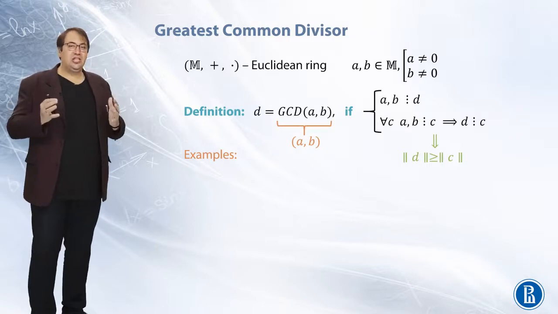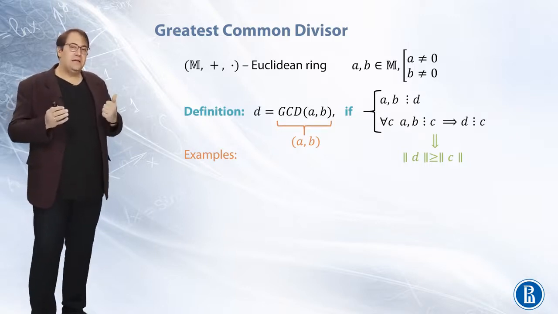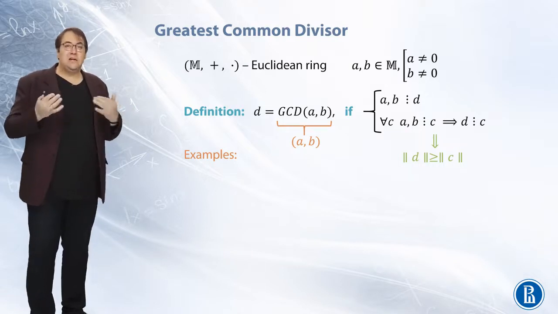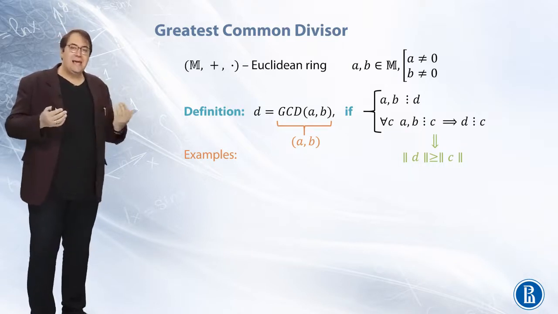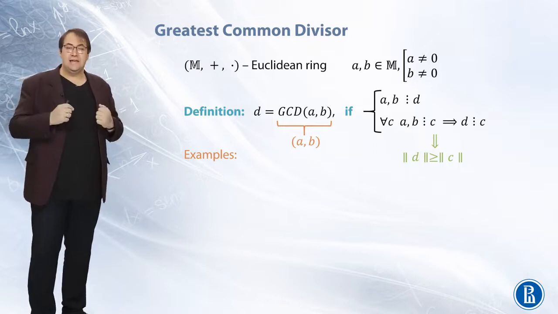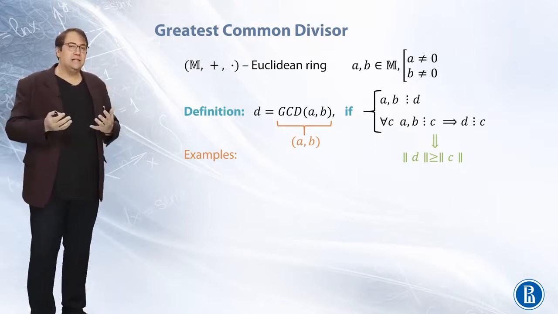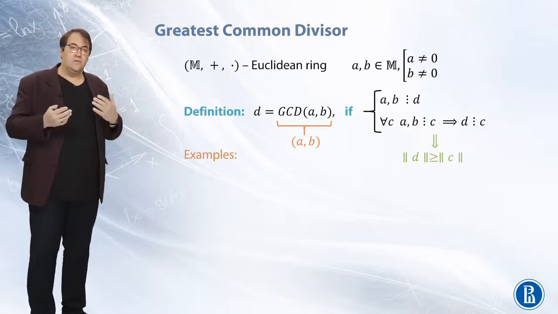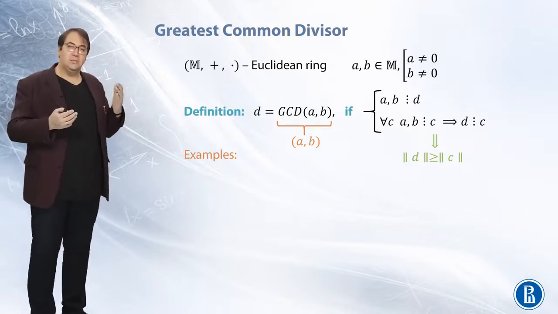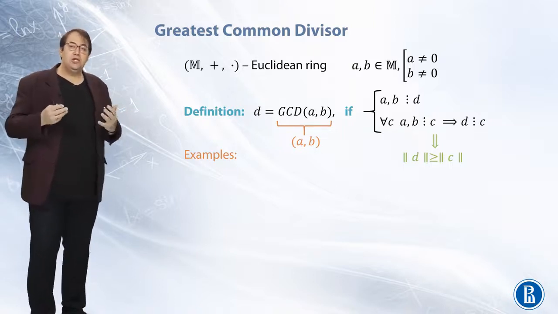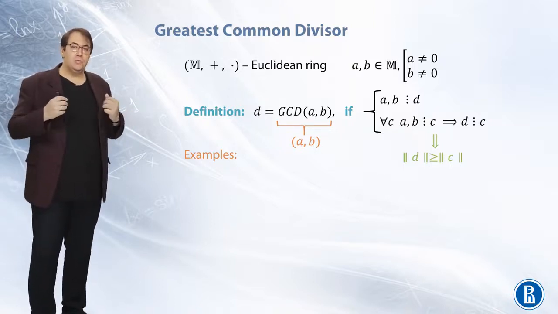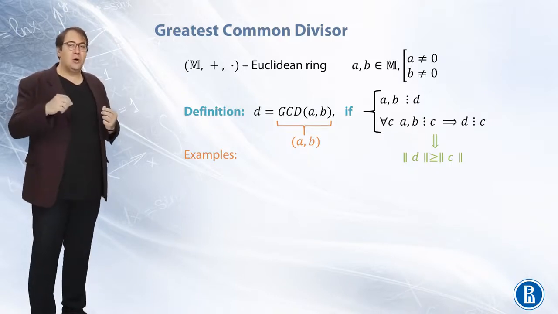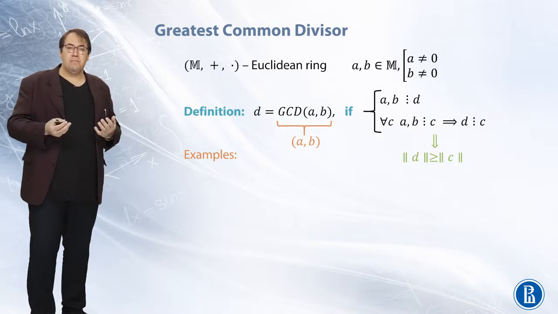If two conditions hold. First of all, D, the greatest common divisor, should be indeed a common divisor, which means that both A and B should be divisible by D. And the second condition is that for any common divisor of A and B, we denote it by C here, D should be divisible by C. So the greatest common divisor is divisible by any other common divisor of A and B.